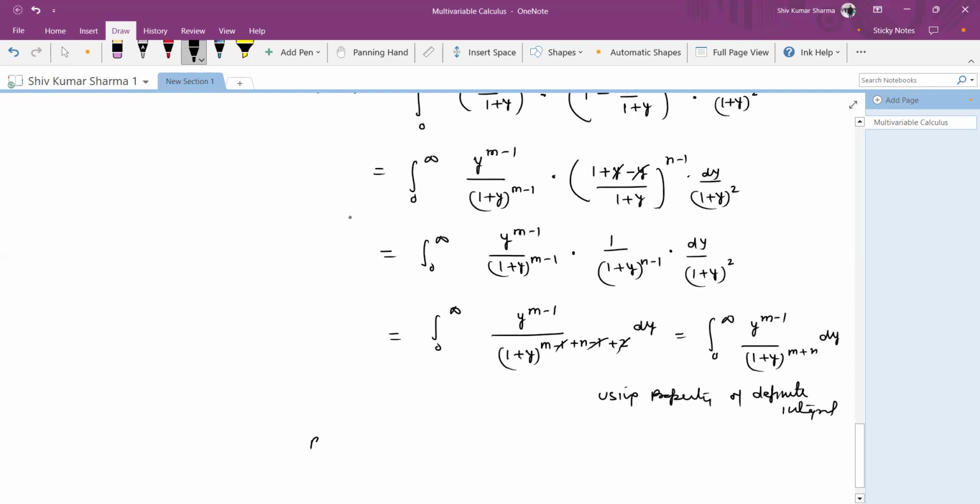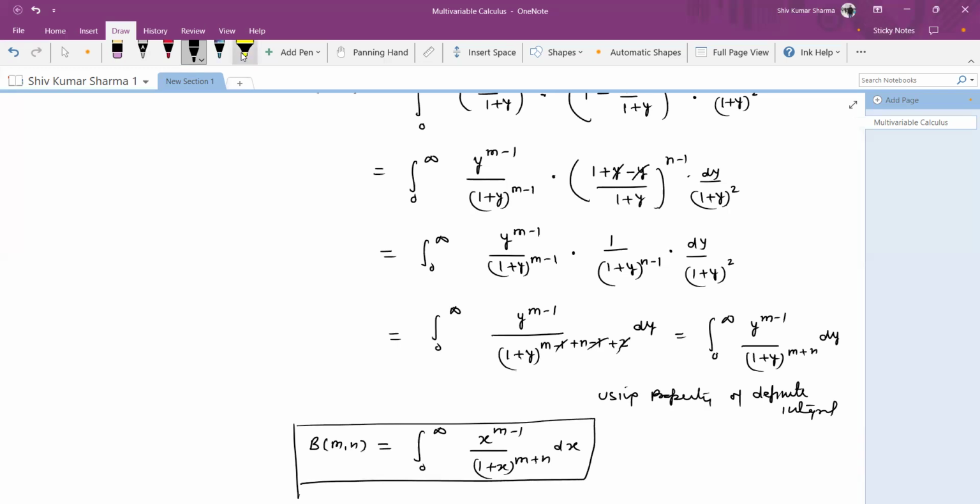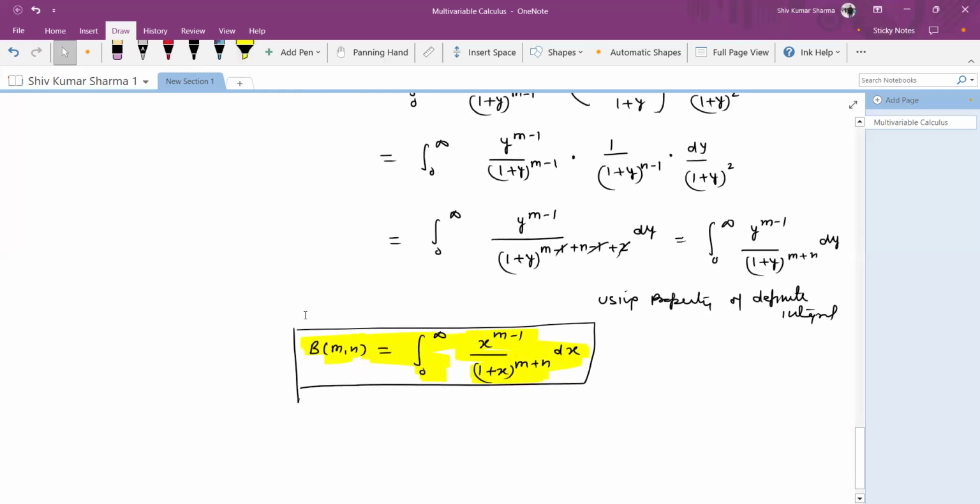So we write down Beta(m,n). Beta(m,n) is equal to the integral from 0 to infinity of x raised to the power m minus 1 upon (1 plus x) raised to the power m plus n, into dx. So this is our second property. Remember the result of this property. We'll discuss questions related to this property.